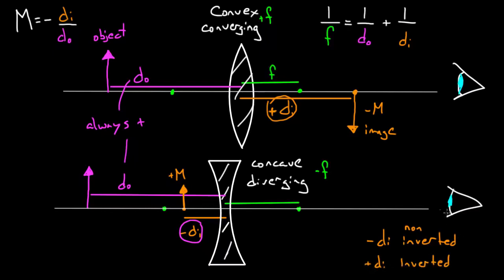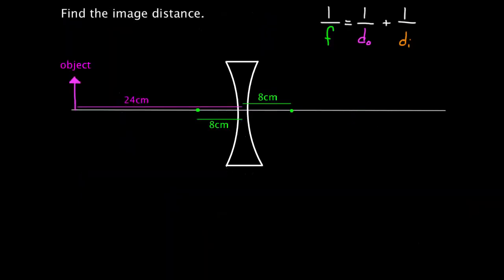Okay, so let's look at a few examples. Say you've got this example. It says find the image distance, and it just gives you this diagram. Well, we're going to have to use this thin lens formula, so we'll have to figure out what f is. f is the focal length. We've got these two focal lengths here, 8 centimeters on both sides.